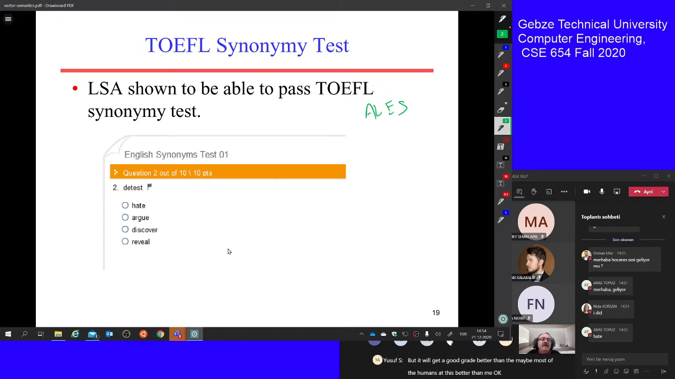So this is all done. This is very interesting. This is all done in an unsupervised way. You learn the context, you learn the vector for a given word, for all the words, and you measure the similarity, and for the synonymity test of the TOEFL exam, you get a passing grade. Okay, good.